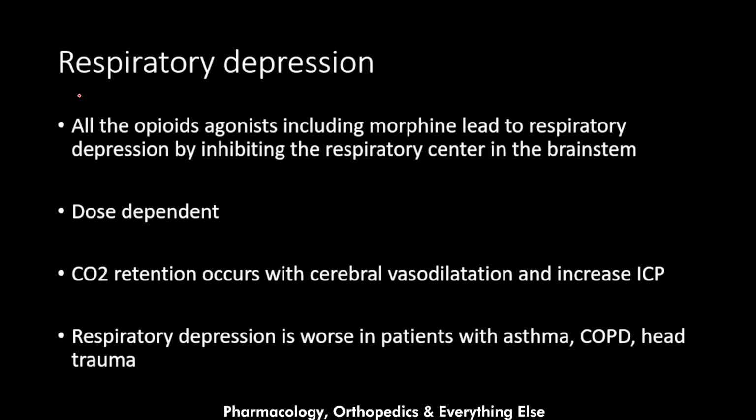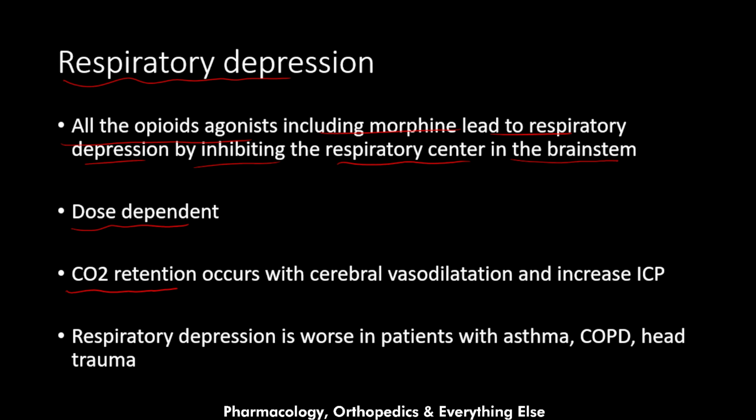Now let's talk about the respiratory depression. This is the most important effect that you have to know about because it might kill the patient. All the opioid agonists, including the morphine, lead to respiratory depression by inhibiting the respiratory center in the brain stem. The respiratory depression is dose dependent, and there would be a slower respiratory rate, which leads to CO2 retention.